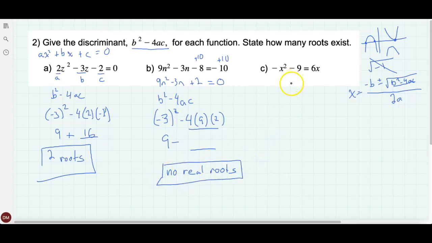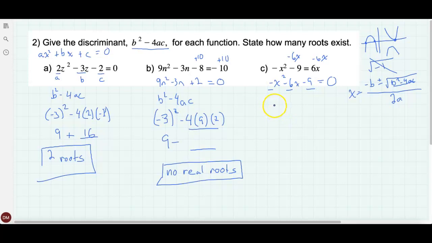Okay, so over here, let's see. Oh, it's not set equal to 0 yet. So we need to subtract 6x from both sides. So we'll have -x squared minus 6x minus 9 equals 0. If I want, I can change the signs of the coefficients, but I'm not factoring it. I'm just trying to determine the nature of the solutions, like how many roots there are, so it doesn't really matter. So a here is -1, b is -6, and c is -9.